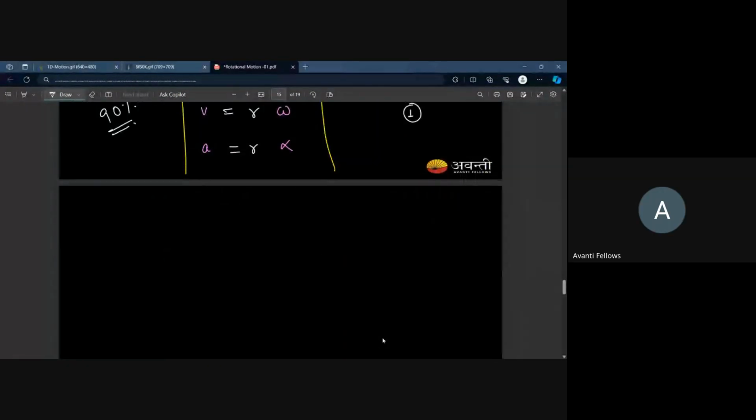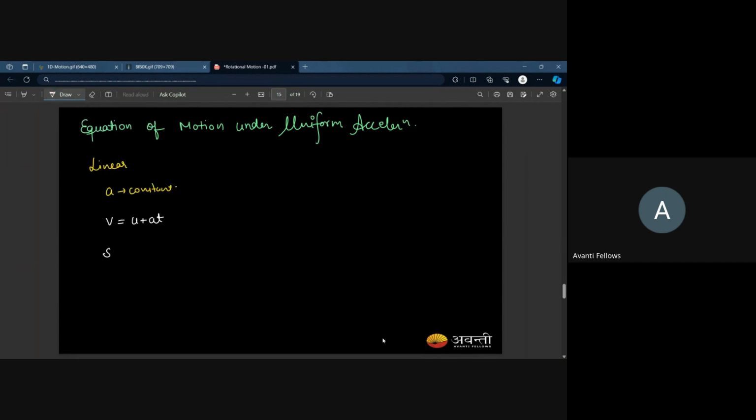Okay. I just told you about the analogies, so I guess that is also fine. I'm giving you one more thing, and that is equations of motion under uniform acceleration. See, you guys already know that for the linear case, if acceleration is constant, you can have three equations of motion, right? You can have v is equal to u plus at, s is equal to ut plus half at square, and v square is equal to u square plus 2as.